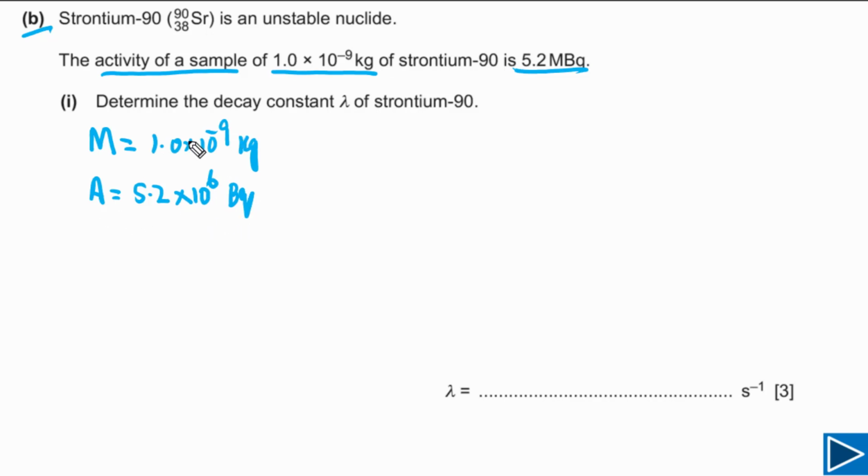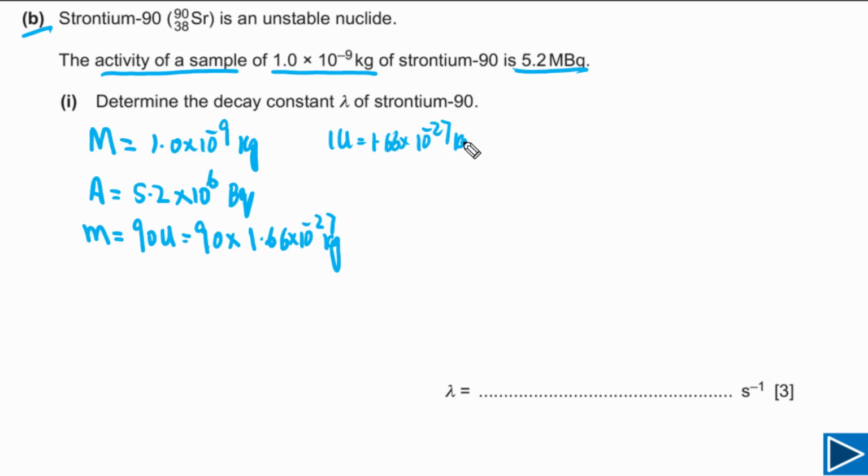Now we also need to understand what the mass of this nucleus is. So the mass of the nucleus we can say is small m. The mass of the nucleus is 90 u, because the mass number of this one is 90. Now we have to convert this into kg, so we have to multiply by 1.66 times 10 to the negative 27 kg, because 1 u is equal to 1.66 times 10 to the negative 27 kg, and this is given in the data. You can find the value of u on the second page of this paper.